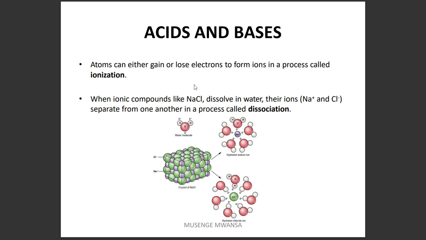Such a process, when atoms lose or gain electrons to form ions, is called ionization. So when an ionic compound such as sodium chloride dissolves in water and then its ions dissociate, that is called dissociation. So different from ionization. Ionization is losing or gaining of electrons to form an ion, while dissociation is a compound breaking to form ions.